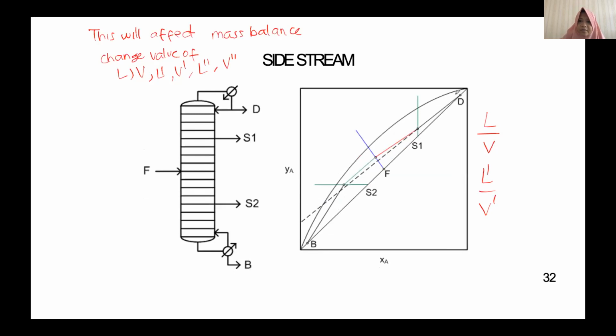We have this operating line. Okay, this one is the operating line, and here there is a side stream. What happens in here? See the key line. This key line suggests the phase of the side stream.